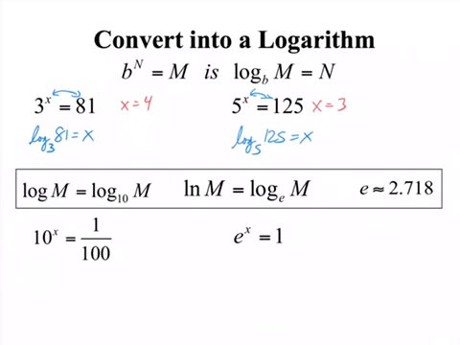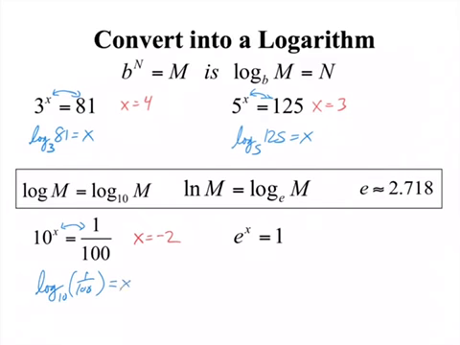So looking at this next one, hopefully you can see x equals what? Well, hopefully you can see here that 10 to the what is 1 over 100. Hopefully you can see it's negative 2. A little bit harder there. Now, let's write this as a log, because that's what we're really trying to do. So log base 10, and you switch these two. So it would be 1 over 100 equals x.